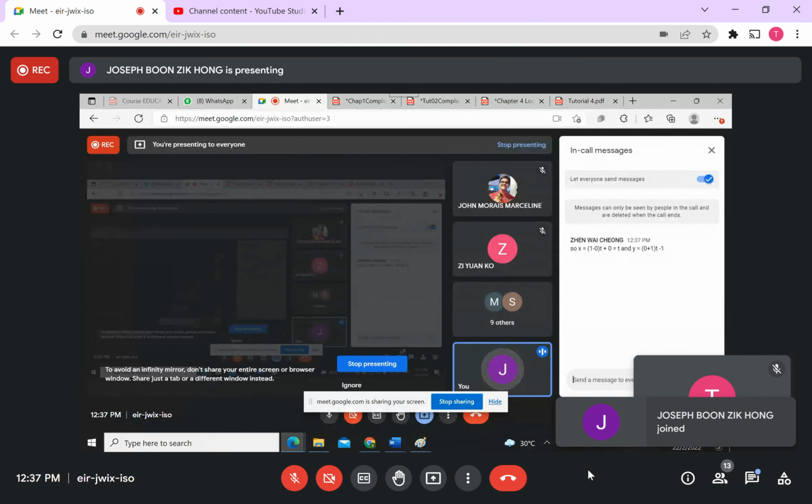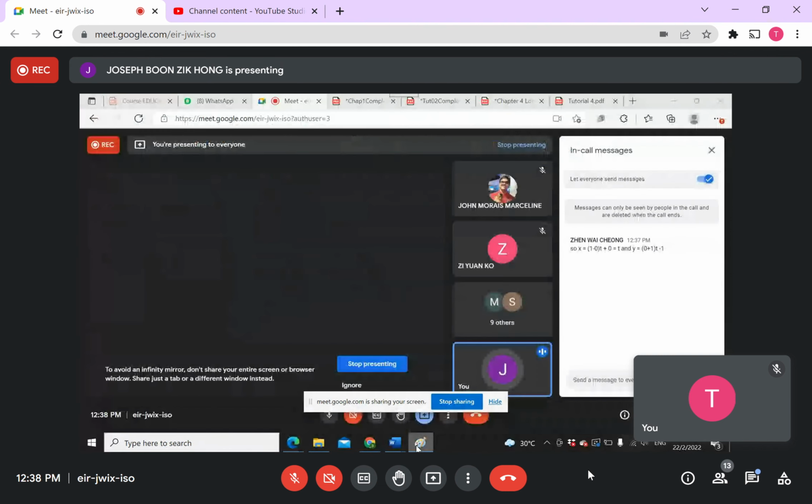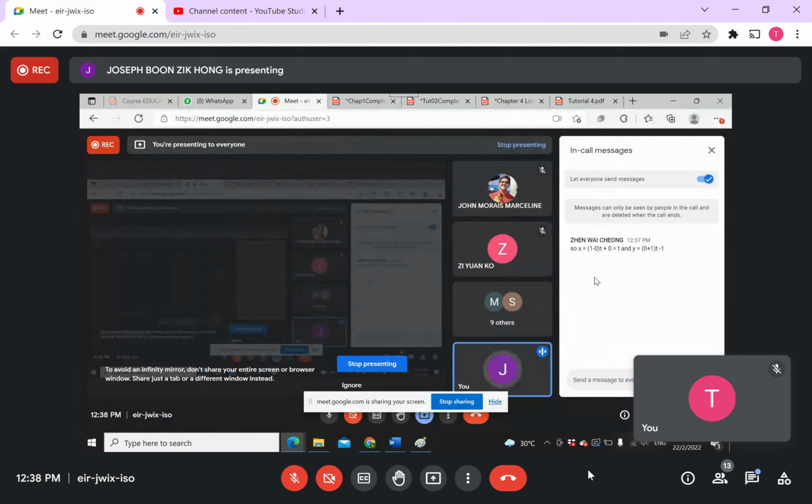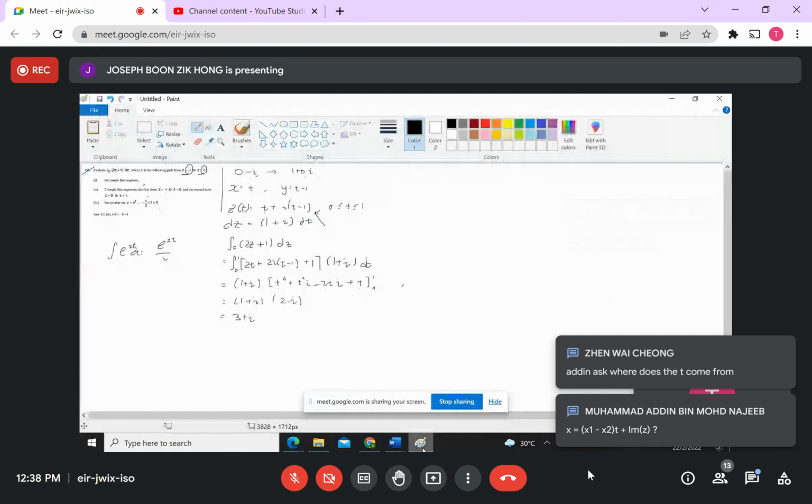So x equal to 1. Yes. Wait, let me check. Yes, correct. This one is correct. What you ask is correct. But you have to remember, x is the real part, y is the imaginary part. So when you combine them, you have to make it as z equal to x plus iy. Any more questions before I proceed to the last question in tutorial 2?